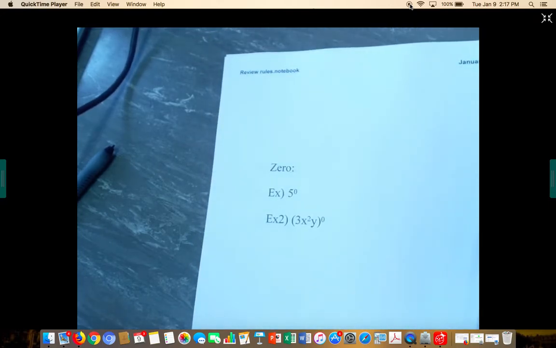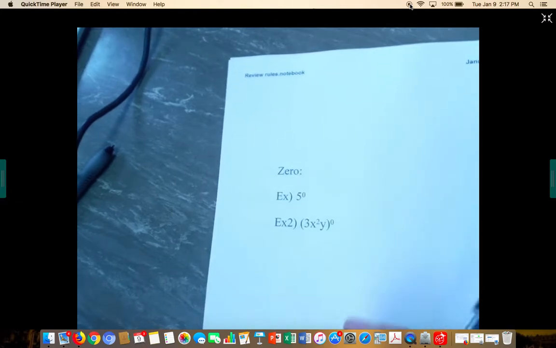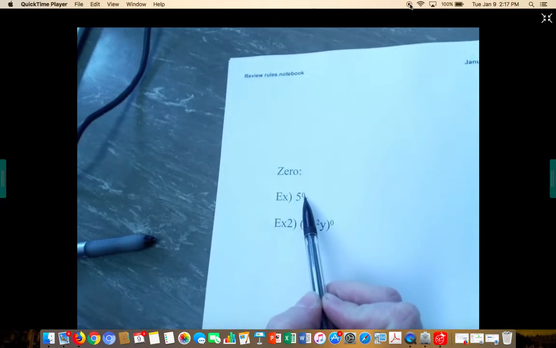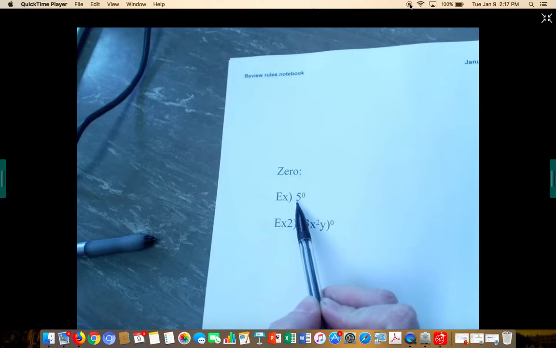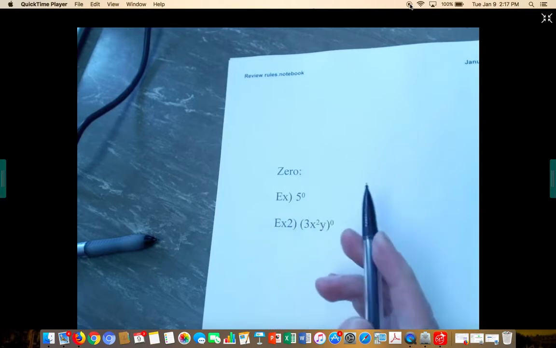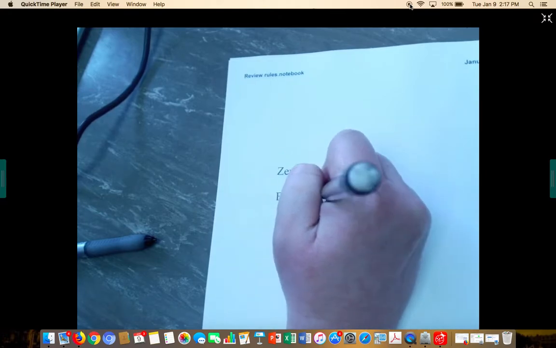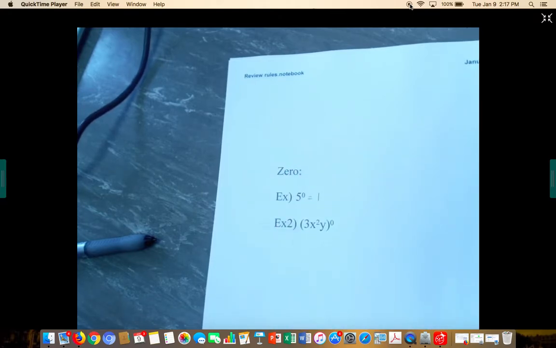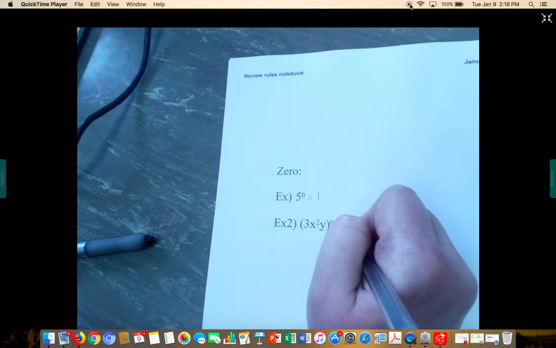Anderson, want to go over the zero rules? So when 0 is in the exponent, we can see here we have 5 to the 0 power, it's always going to equal 1. So we can say 5 to the 0 is equal to 1. Now if we look at the second example, we have a whole expression inside the parentheses. So 3 times x squared times y, and all of that is to the 0 power. Since all of it's to the 0 power, all of it equals 1.